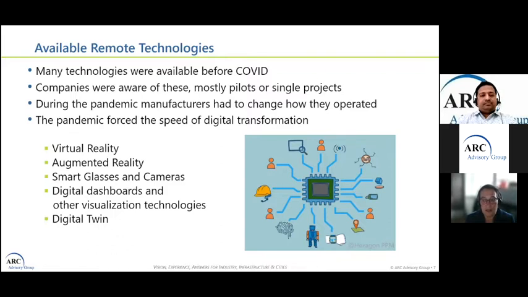We at ARC think that the pandemic forced the speed of the digital transformation and has catapulted us a few years into the future that we normally would have reached through a biological, normal way that it would have grown otherwise.